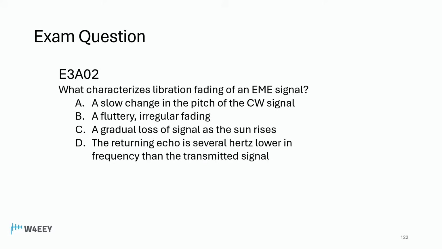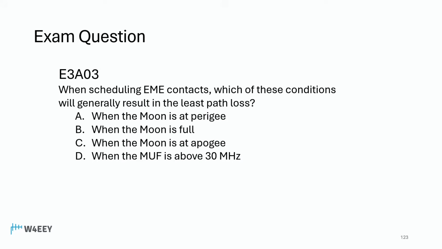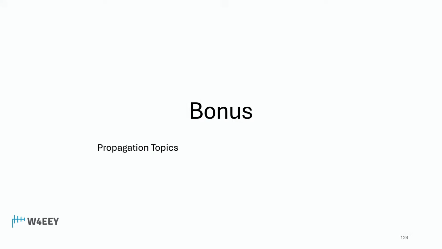What characterizes libration fading of an EME signal? Bravo. Fluttery, irregular fading. Correct. When scheduling EME contacts, which of these conditions will generally result in the least path loss? Alpha. Yep, when the moon is at perigee, closest to the Earth.